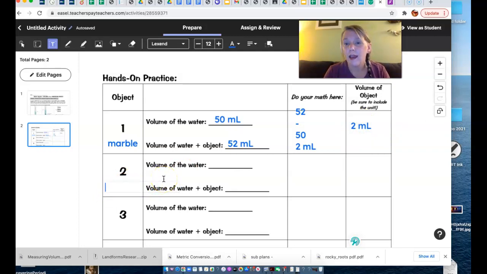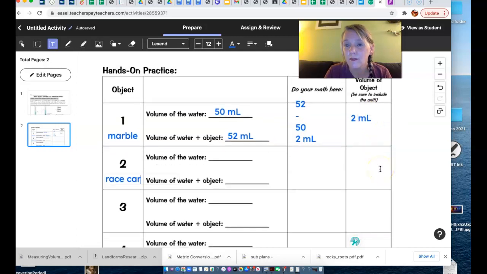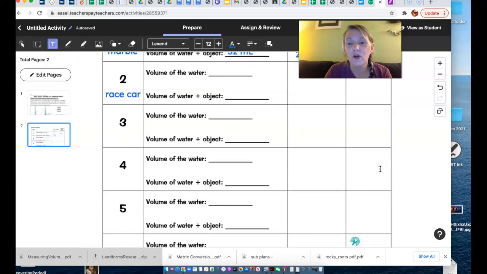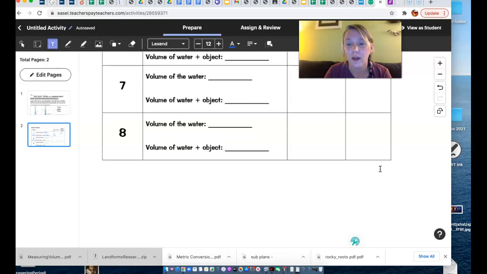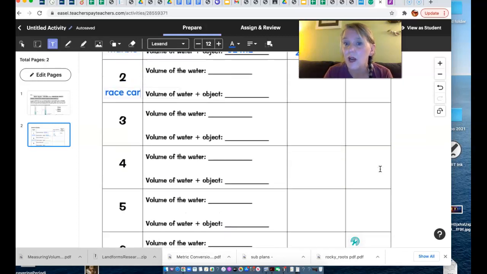Maybe you get a race car. You're going to pour a random amount of water into your graduated cylinder, measure it, record that here. Drop the race car in, measure it, record it here, do your subtraction, and tell me what the volume is, remembering to include the unit of milliliters at the end. All right? And you're just going to go through with 8 different objects and carefully and precisely measure them. You can work in a group. That's fine with me.